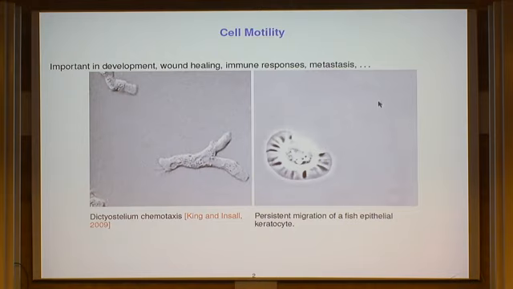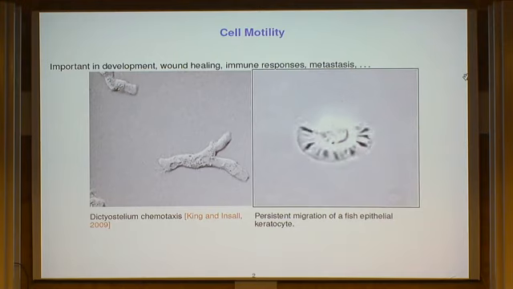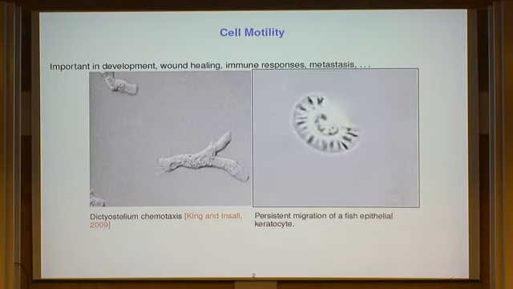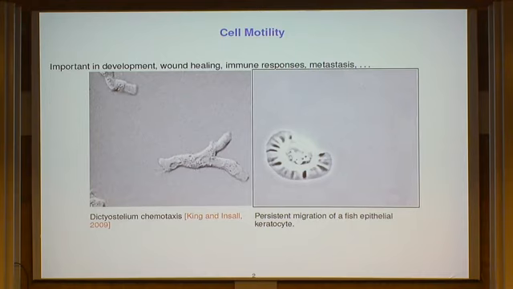On the right, you saw persistent migration of fish epithelial keratocytes. These are cells which live in the scales of fish skin, and they migrate around the surface of the fish looking for scratches in the scales which they proceed to heal. For them, it proves optimal to migrate in a different fashion: with a fixed shape, in a fixed direction, and with a roughly fixed speed.